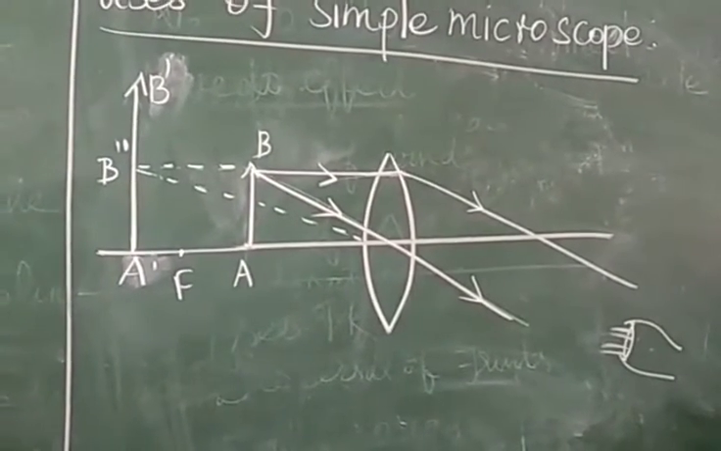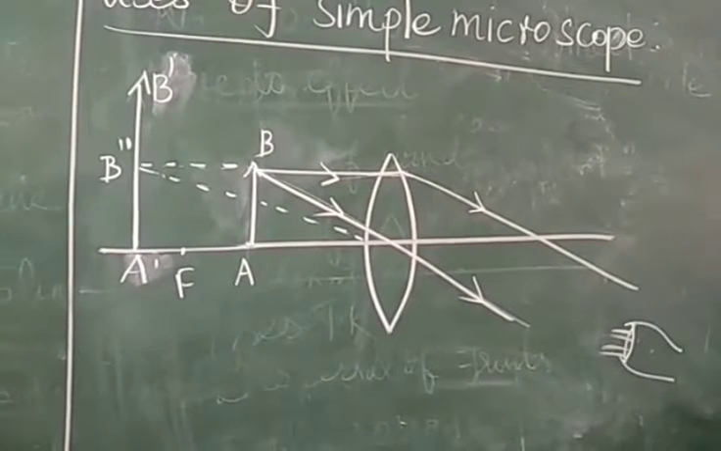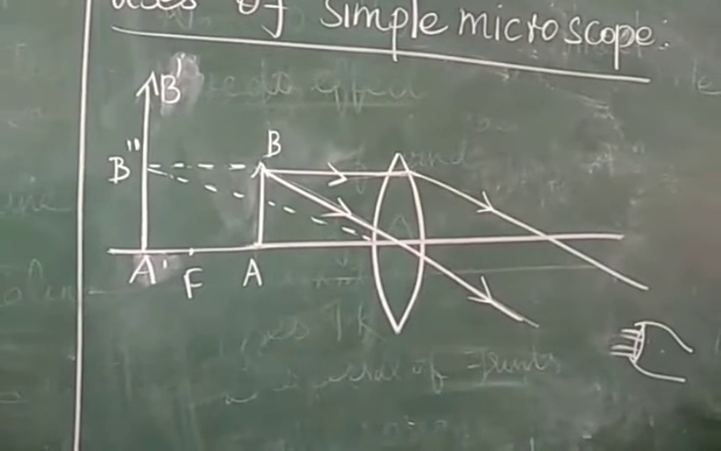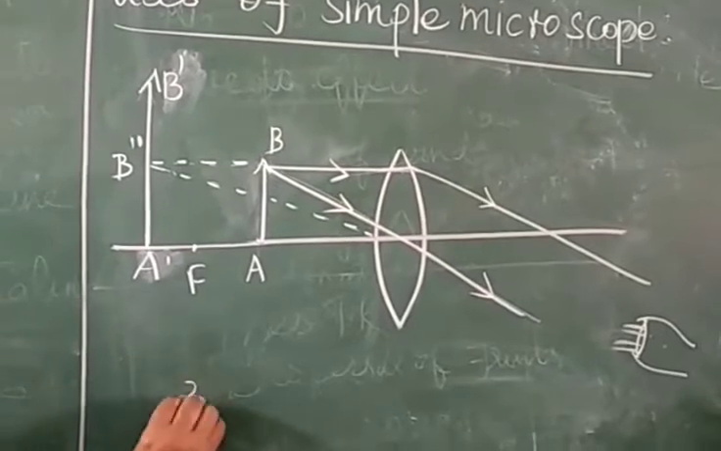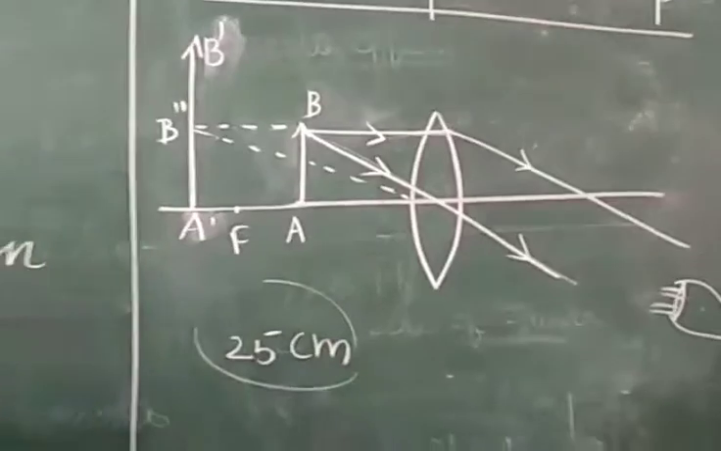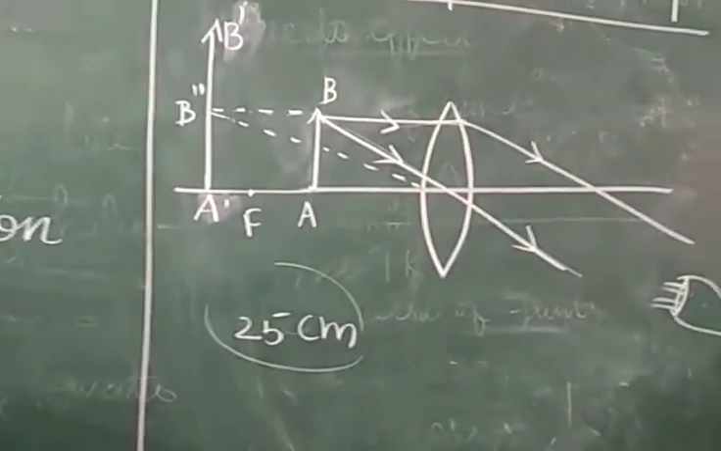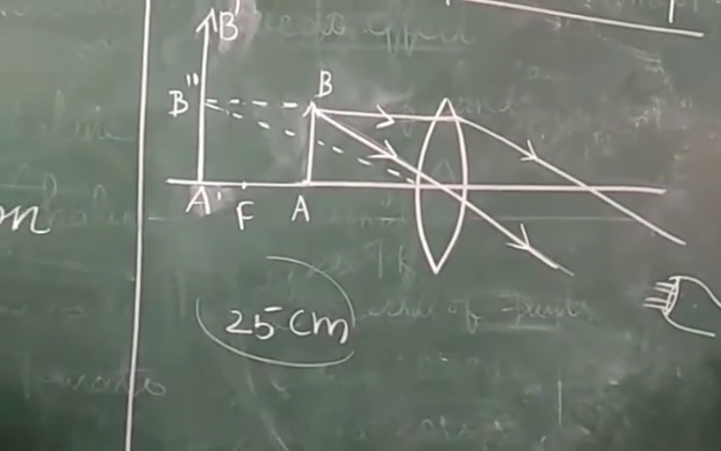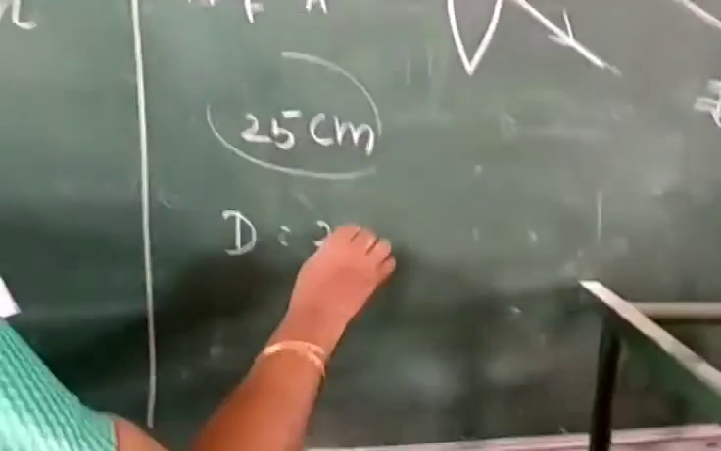And the image is formed at a distance equal to the least distance of distinct vision. What is the meaning of least distance of distinct vision? The near point is 25 centimeter. At this point only we get the image, and then only it is called the least distance of vision. For a human eye, D is equal to 25 centimeter.